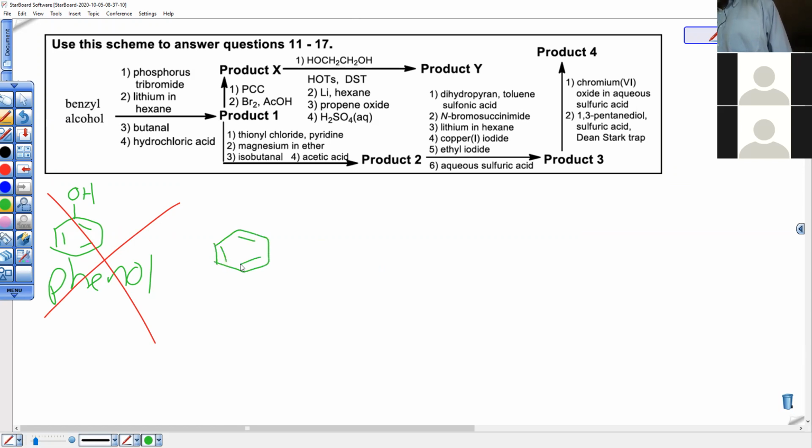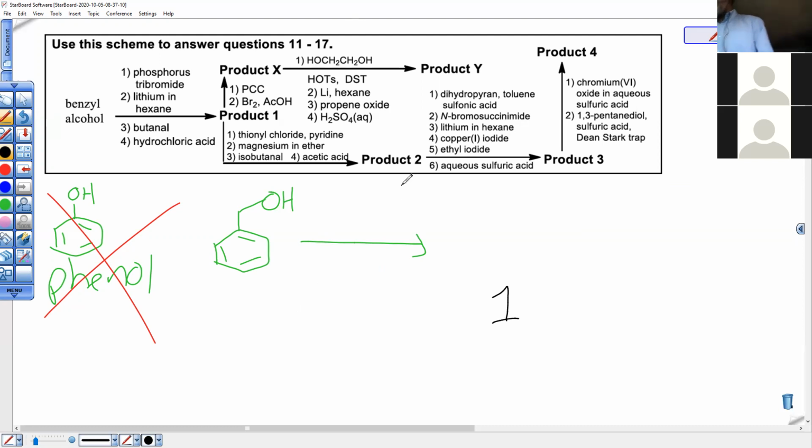Benz, B-E-N-Z, followed by something else other than ene, is always one more carbon off benzene. And then if it says benzyl alcohol, what is that one thing off that carbon? It's an alcohol. If it was benzoic acid, I'd put a carbonyl here. If it was benzaldehyde, I put an aldehyde and an H here. Benz is a very common prefix for a lot of things. 1, 2, 3, 4 to product 1. I'm just going to go 1 here.